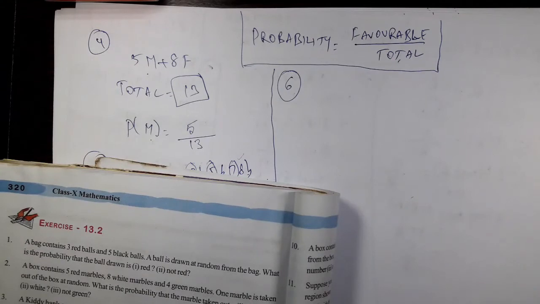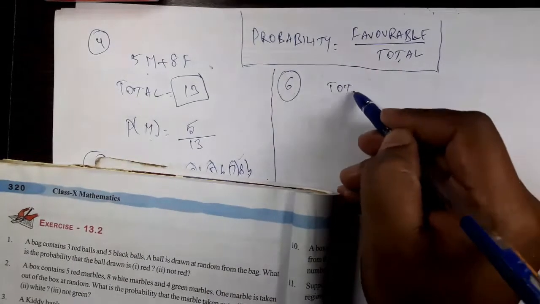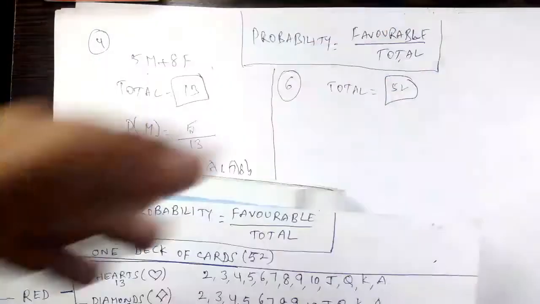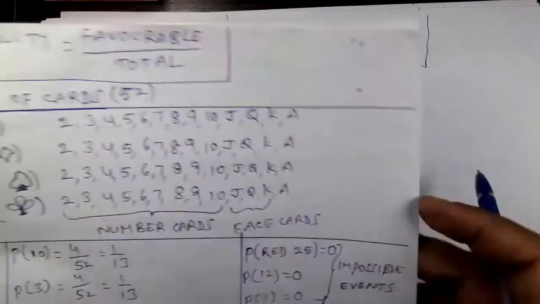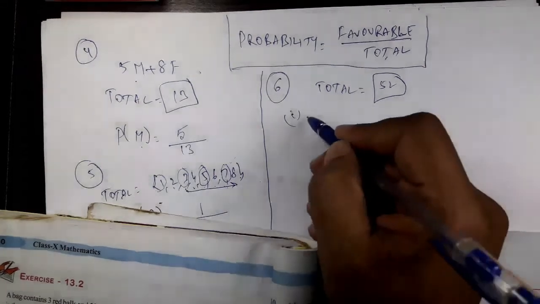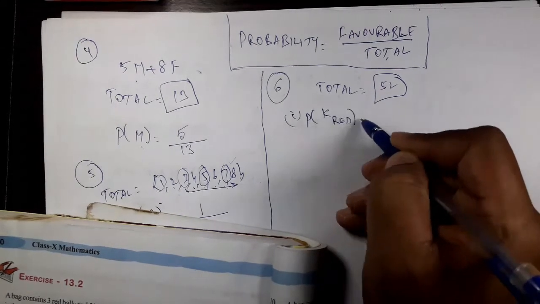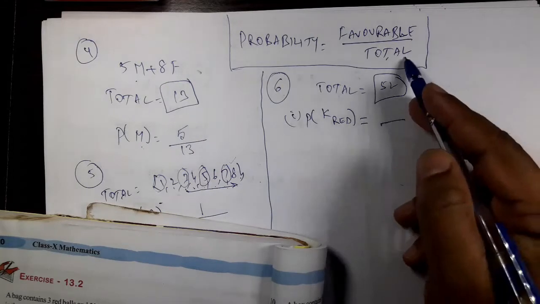We have seen in the basics class, a deck of cards contains how many cards? 52 cards. From a well-shuffled pack of cards, you are drawing one card. That card may be any one of those 52 cards. Question number 1, first part: a king of red color. Probability of a king of red color. Denominator is the total, 52 cards.